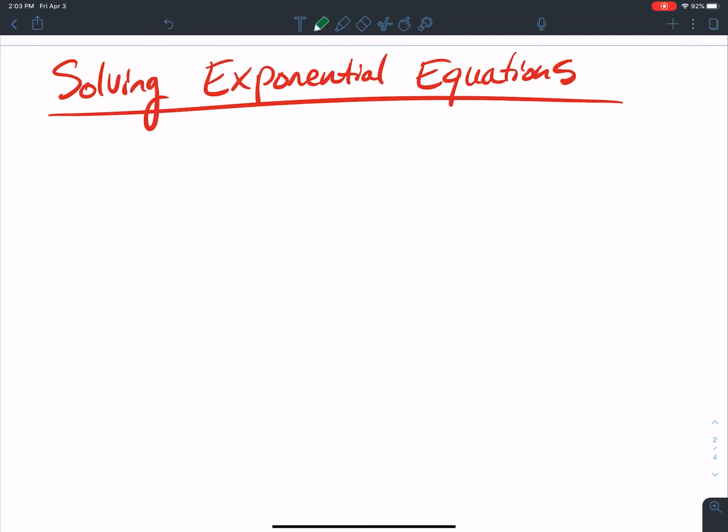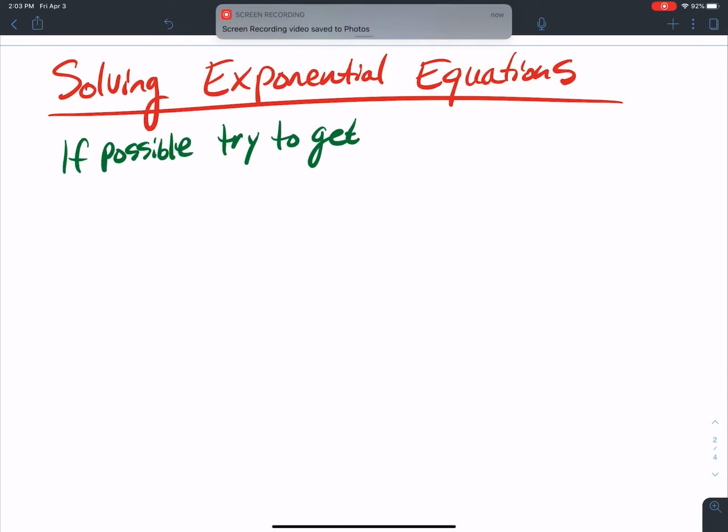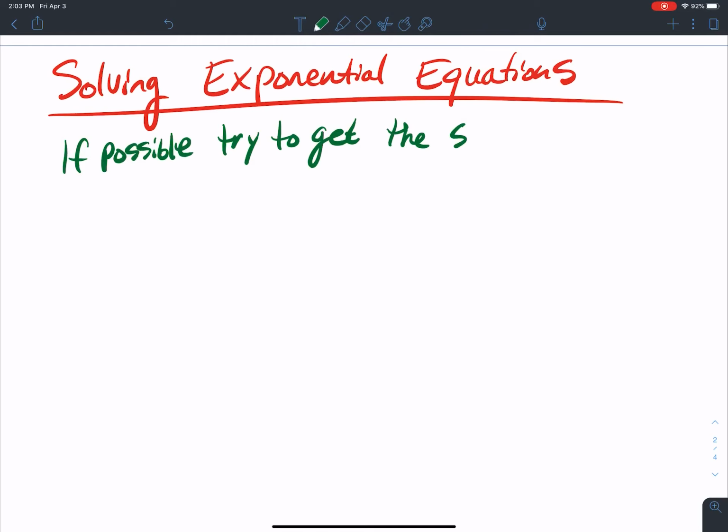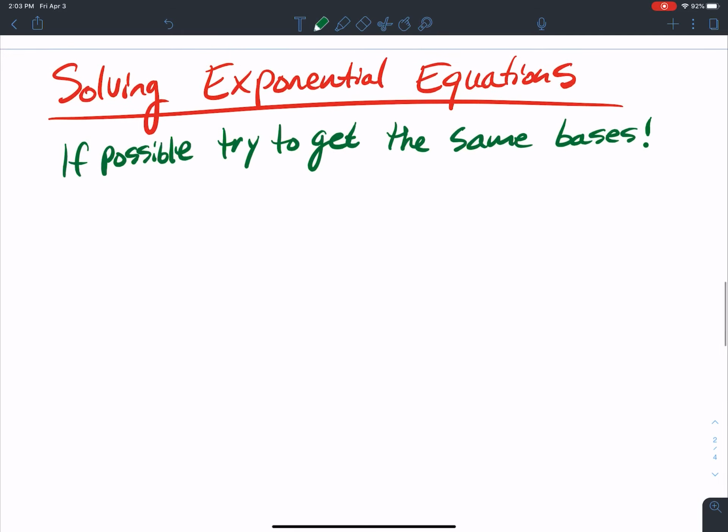Solving exponential equations. All right. If possible, try to get the same bases. Okay, try to get the same bases. So why do we do this?